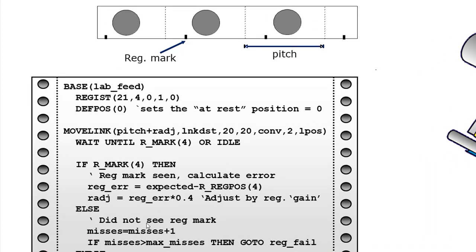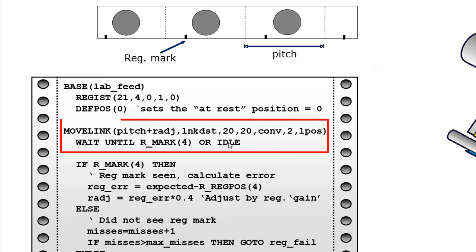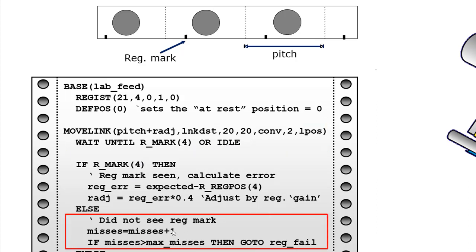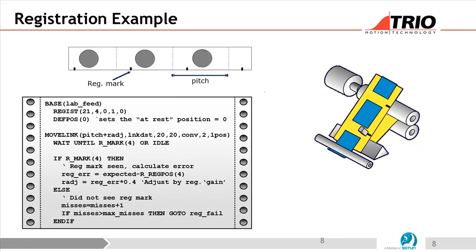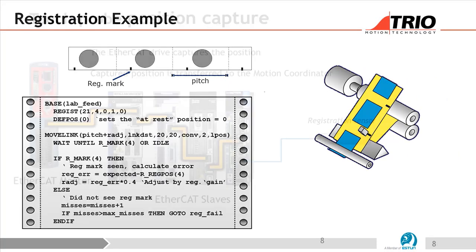Now if it misses a mark, in other words it gets to idle here but there's no mark, it goes down here and there's a little counter and it will just basically go off and sound an alarm if it doesn't detect a mark every cycle. Okay. So that's just an example, feeding labels onto the previous box that we saw.